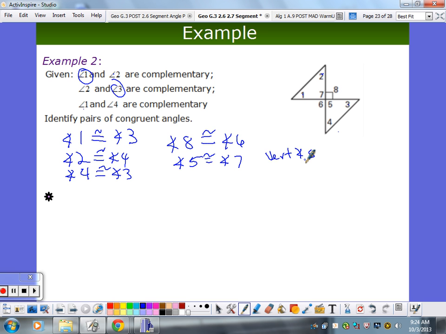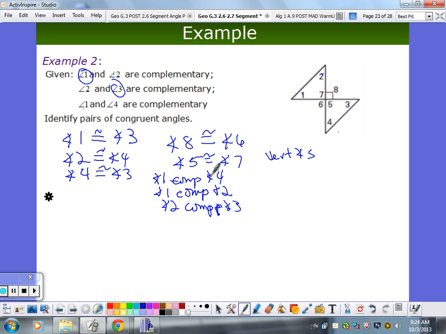How is angle 4 congruent to angle 2? Complementary to 1, complementary to 2, complementary to 3. Angle 1 is complementary to angle 4, right? Then 1 is complementary to 2. So that gives us these two being congruent. All right, what else? Then 2 is complementary to 3.